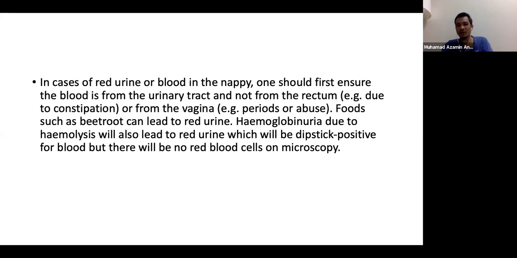And a condition that can cause red urine color is hemoglobinuria, but it's just the color of the urine that becomes red. If you look under the microscope, there are no red cells. It's just the hemoglobin coming from the breakdown of the red cells, then deposited in the urine. So the urine looks red because of the hemoglobin in the urine, but there are no red cells. So hemoglobinuria is one of the things that can cause red colored urine.